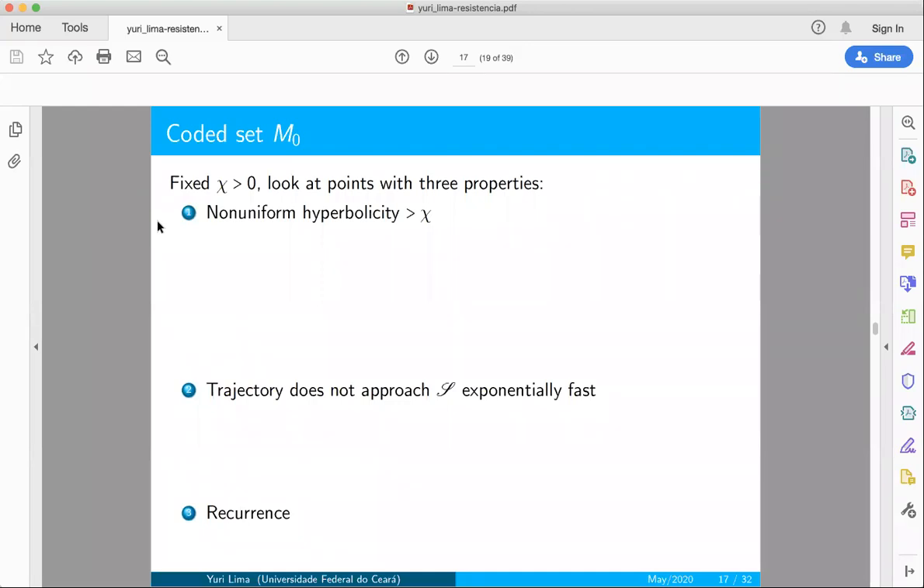The first one is that you look at the points with some non-uniform hyperbolicity at least chi. The second is that, because you have this singular set and things are getting degenerate, getting bad as you approach the singular set, we want to look only at trajectories that do not approach the singular set exponentially fast. Just a remark that this fancy S is exactly the non-fancy S of the previous slide. So it's the set either of discontinuities or of discontinuities plus critical set. So this is the second condition. We will only look at points which do not approach the singular set exponentially fast.